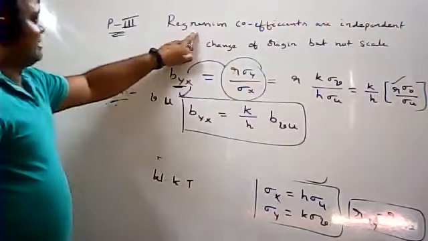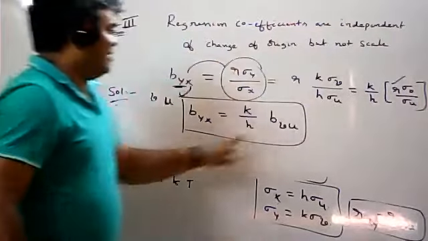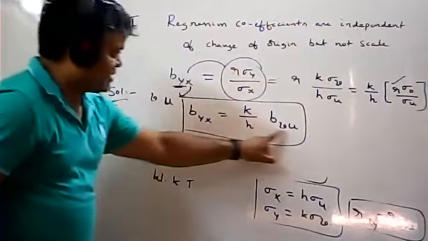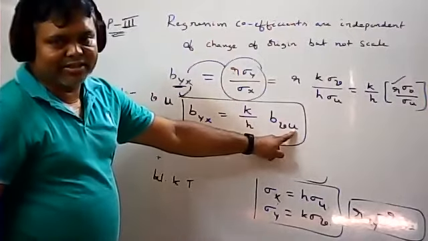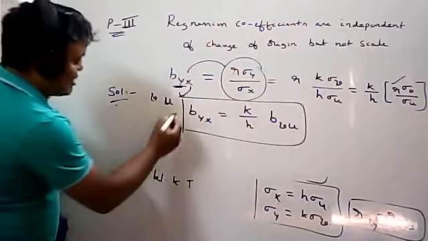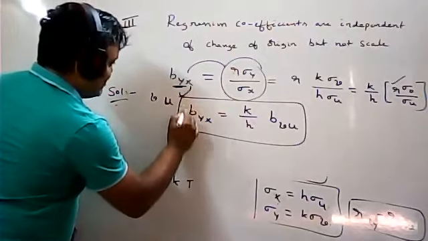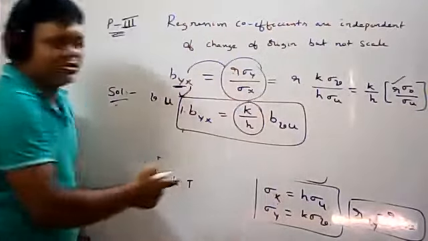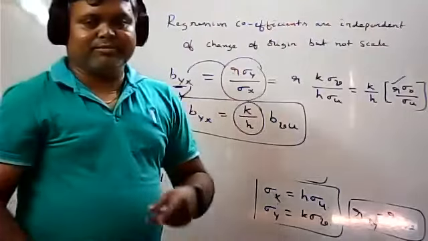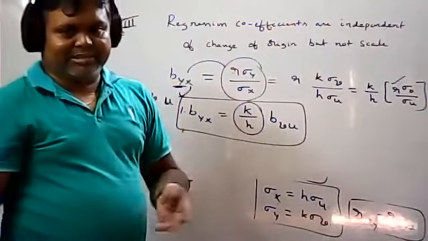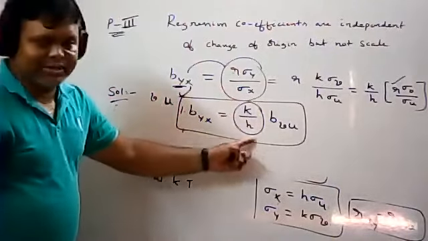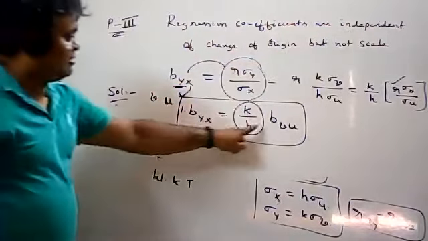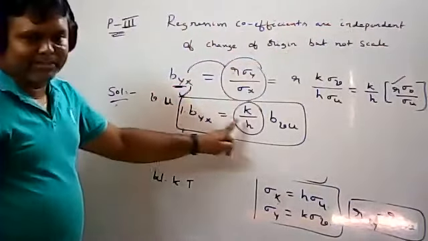Now read the statement: regression coefficients are independent of change of origin. Origin means in place of y you have v, in place of x you have u. So origin is independent, but not of scale. What is the coefficient value here? Here the coefficient is 1. But here the coefficient is k by h, a constant. The constant may be 1, 2, 3, 5, like that. So the scale is different.